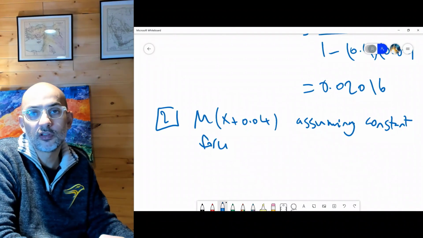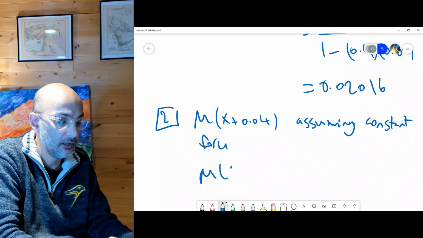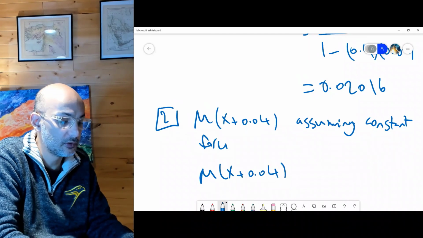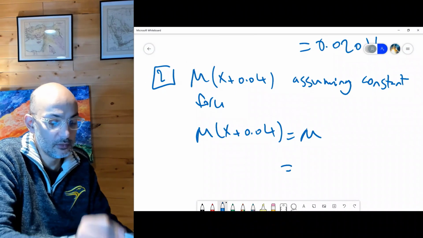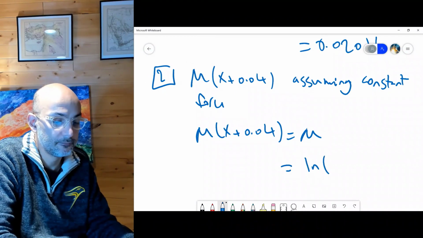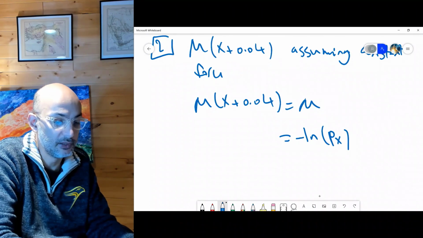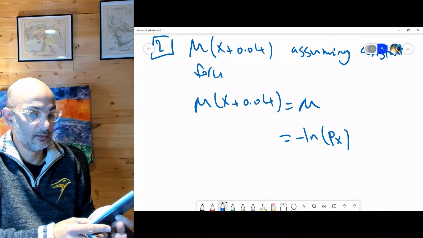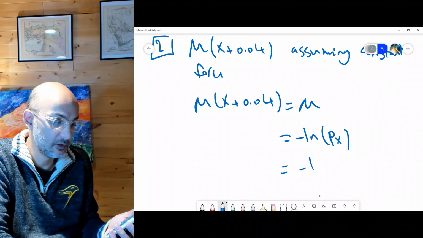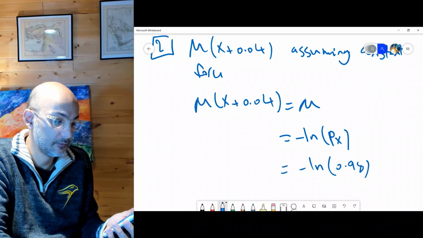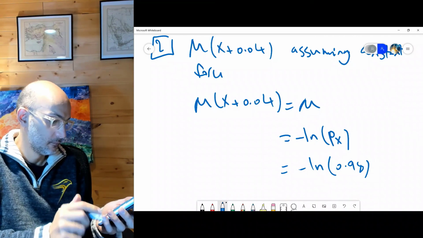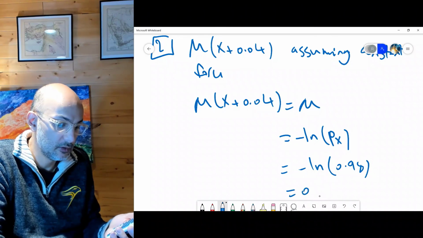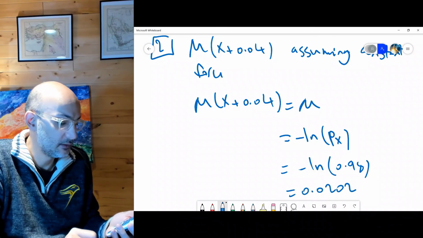Well, if you assume constant force, it's straightforward, because mu x plus 0.4 is equal to mu, and the mu, we already took the definition, it will be minus ln px, right? So we have minus ln 0.98. If you use your calculator, it will be 0.0202, right?